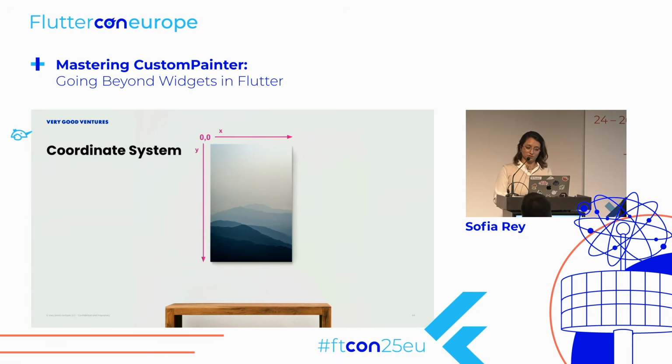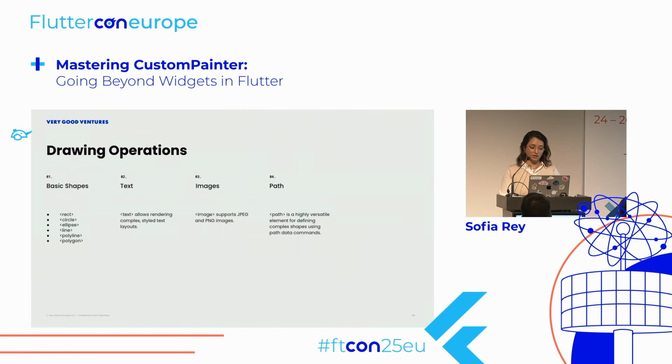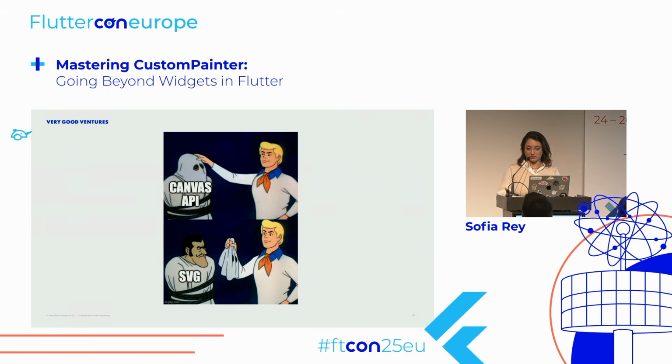They also use a coordinate system, just like the one that Canva uses. And then we also have drawing operations, basic shapes like rect, circle, ellipse, line, polyline, and polygon. Then we have text with the text tag, images with the image tag, and path with the path tag. And you can also apply transformations like translate, scale, rotate, and skew. So yes, they are pretty similar.